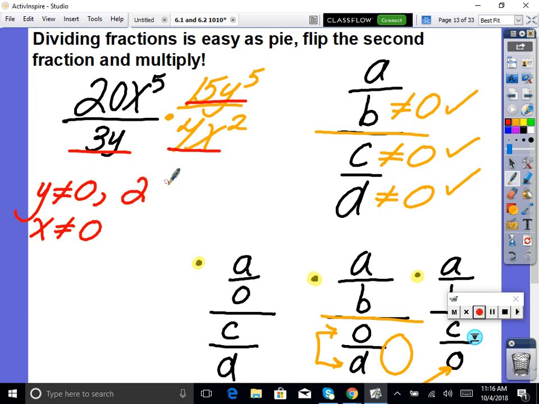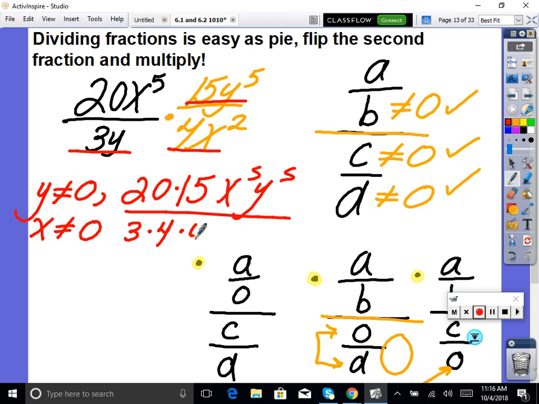So we would have a 20 times 15 times x to the 5th times y to the 5th. Then on bottom I have a 3 times 4 times y times x squared, right? So it's always the top left corner that you're not going to restrict. Yeah, it's the very start. Yes, the A.